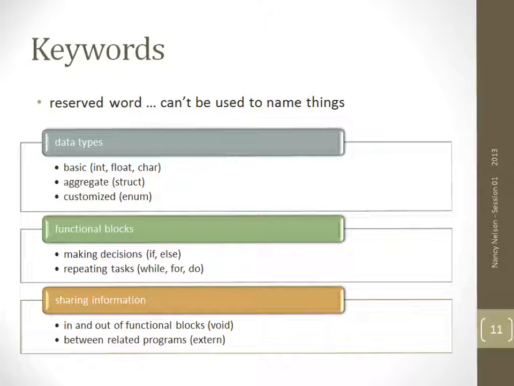So we've taken a look at how to name our integers, our floats, and our character variables or constants, and we've looked at some of the limitations in terms of size and the use of keywords in naming those things.